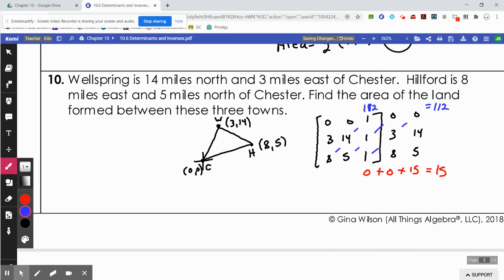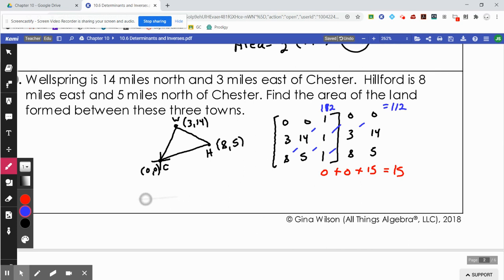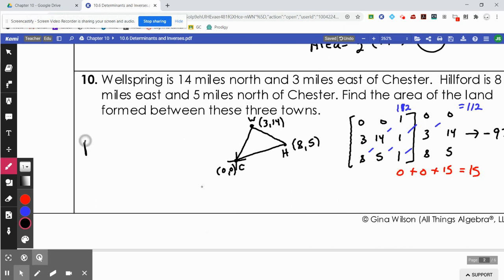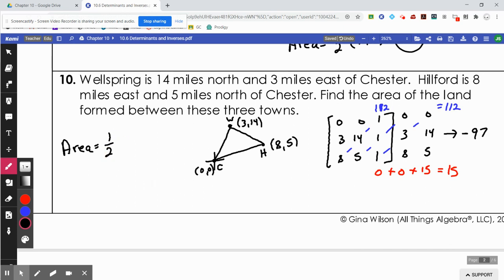So down minus up is going to be the determinant. Let me go ahead and just put an arrow. 15 minus 112 gives you a negative 97. So therefore the area is equal to 1/2 of the absolute value of the determinant. So we make it positive. So the area of this triangle is going to be simply 48.5.